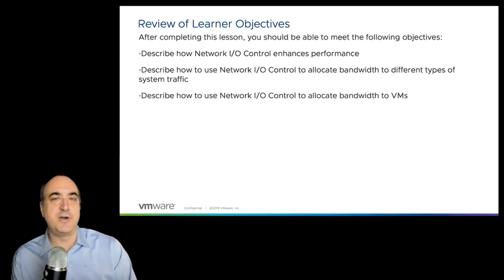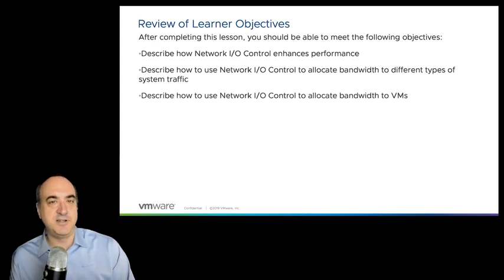So that was a look at network I/O control in vSphere 6 and above, right? That happens to be network I/O control version 3, which is what we still have in vSphere 7. We showed you how network I/O control enhances performance, basically by equalizing traffic by default. Describe how to use network I/O control to allocate bandwidth to different system traffic so that you can set different settings on a per traffic type basis.